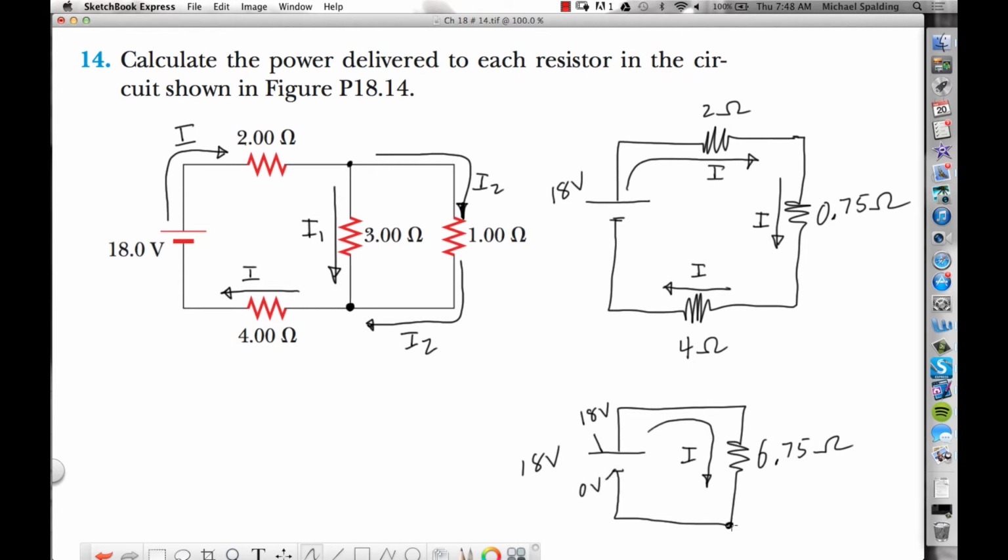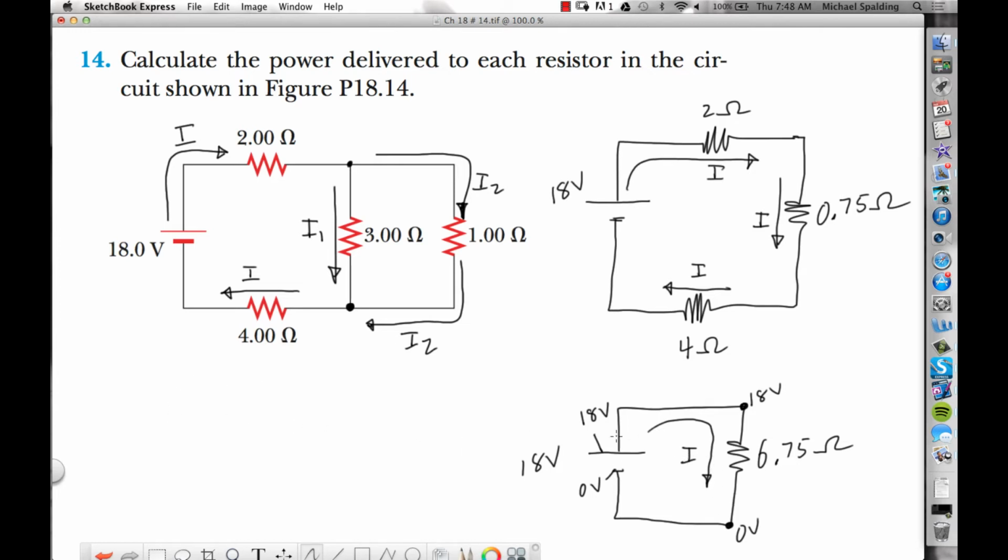So how many volts are over here? 0. How many volts are up there? 18. So how many volts are across that resistor? 18. That's the easy case, and that's the only time it's true: the voltage of the battery equals the voltage of the resistor when you have 1 battery and 1 resistor.